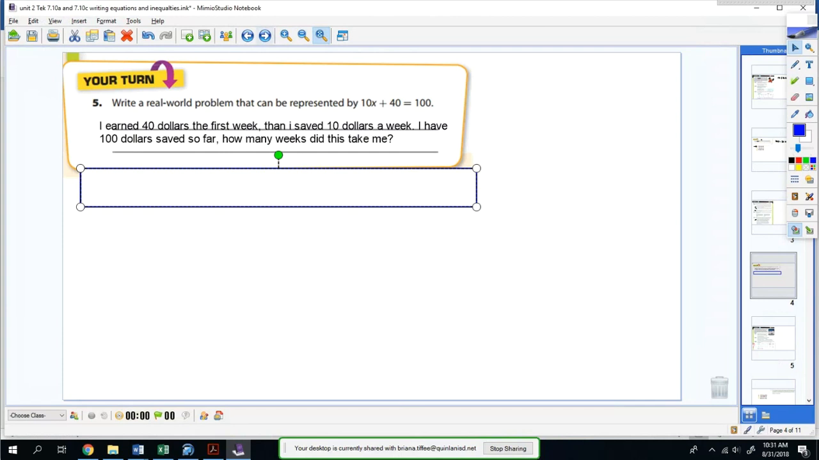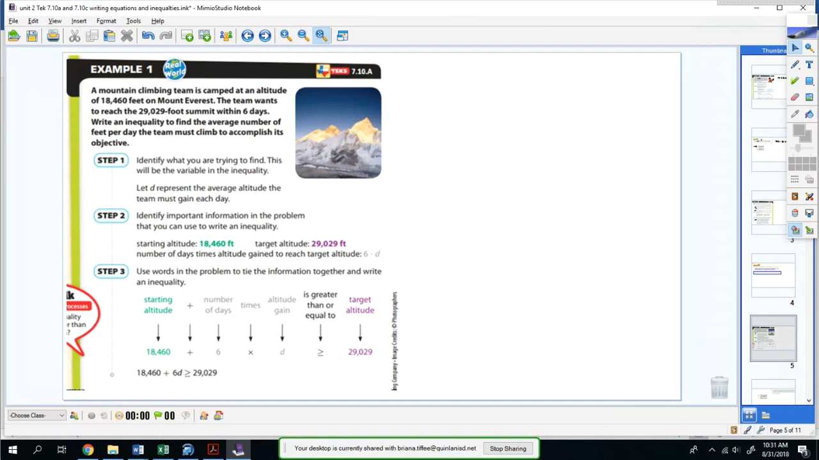Now what we're going to do is inequalities. So inequalities is literally the same idea, but instead of having an equal sign, you're going to have an inequality sign. So our inequality signs, remember, are less than, greater than, less than or equal to, greater than or equal to. And I actually think I had those flip-flopped.